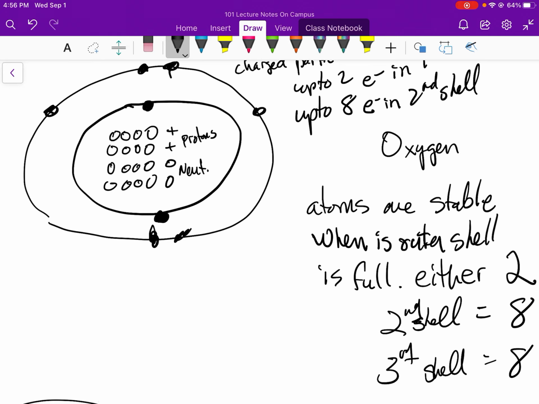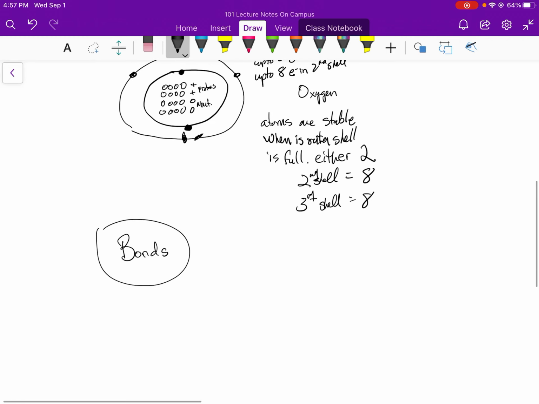Now, this is a pretty gross simplification of what electrons really do, which I think you should check out in your chemistry class. But what we describe them as is having a first shell that takes 2 electrons, and a second shell that takes 8, and a third shell that takes 8. And atoms are most stable when they have an outer shell that's full. It's not that they're unstable when it's not full, it's just that if they can fill it, they will. How's that? Now let's take a look at bonds.